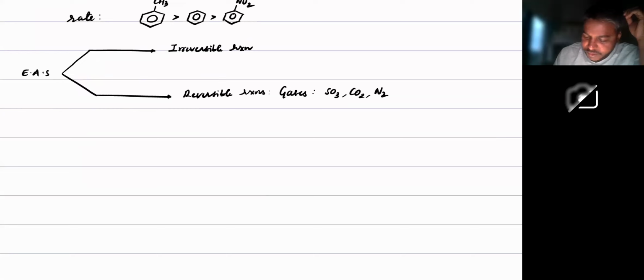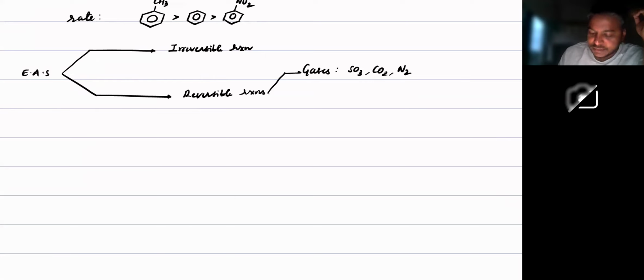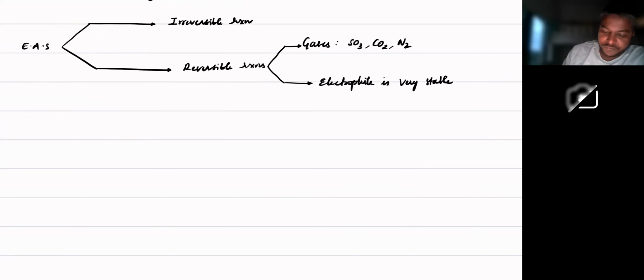Second thing, reversibility. Let me put it this way. Reversibility is based on either the reactant or the products if you have gases, or the other case where reversibility is observed is when the electrophile is very stable. If an electrophile itself is very stable, then also the reversible form can take place. Which means more than the electrophile getting attached, the reaction can go more in the backward direction. Clear?